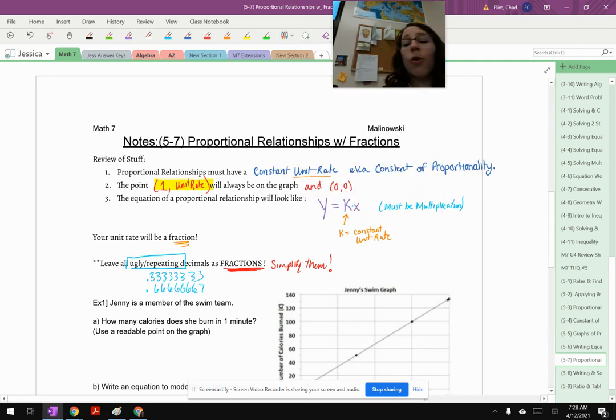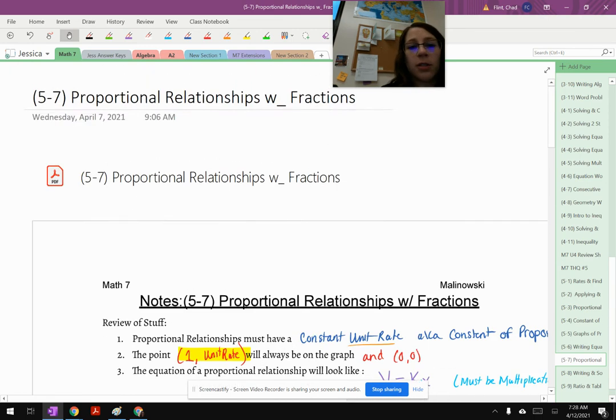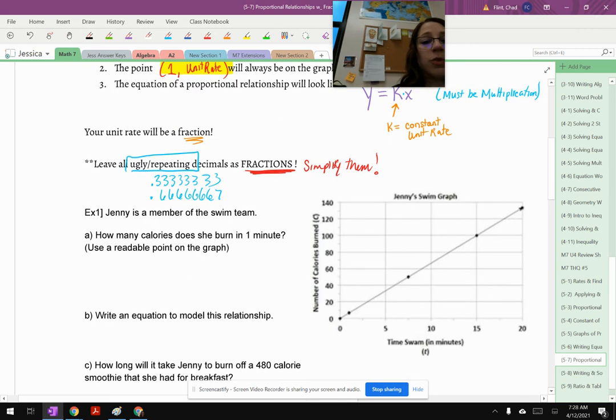Whatever. So when we're talking about, again, we're using our unit rate. When we're seeing those ugly repeating decimals, we're leaving them as fractions. We are not rounding. Do not round. Just wanted to add that in there because that's important.